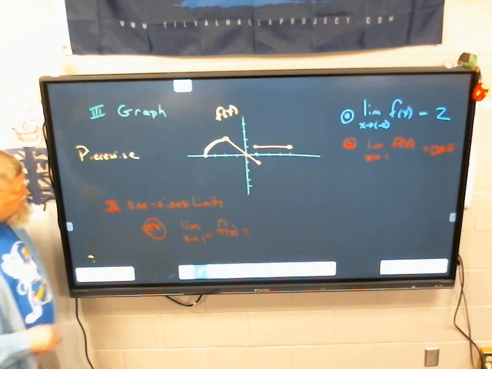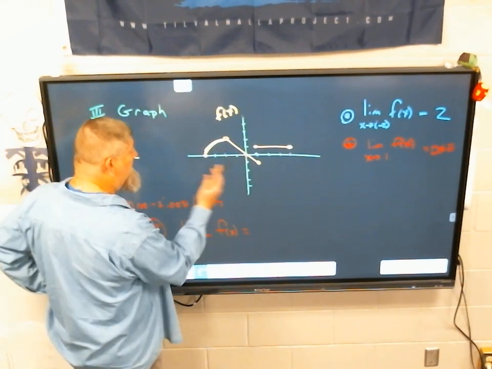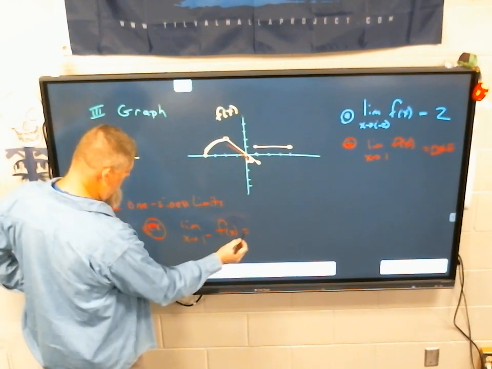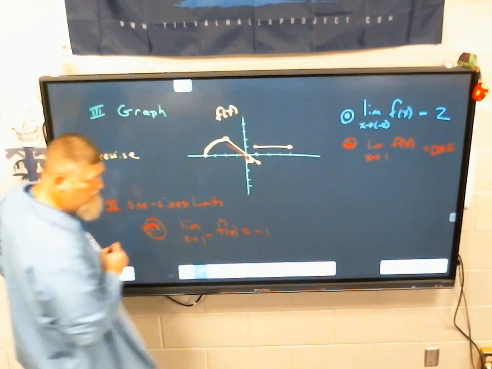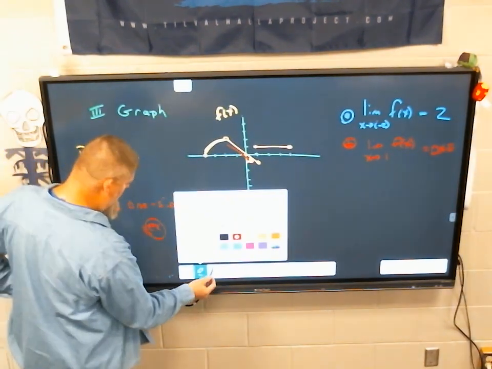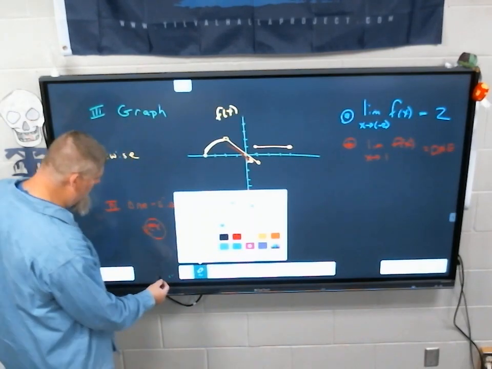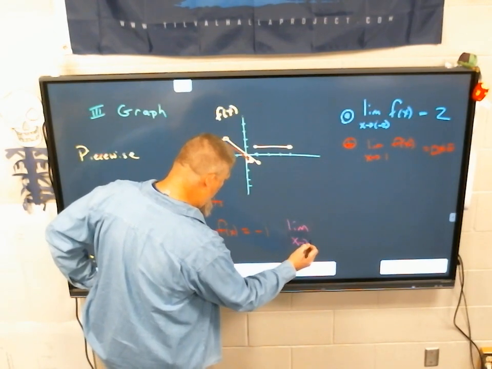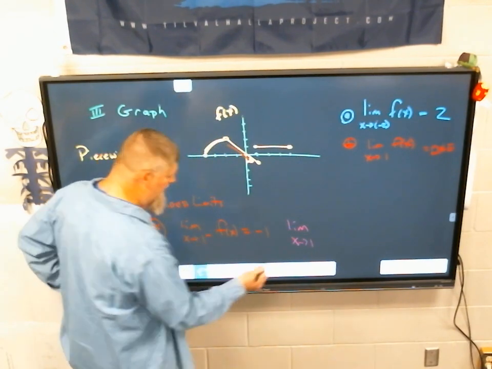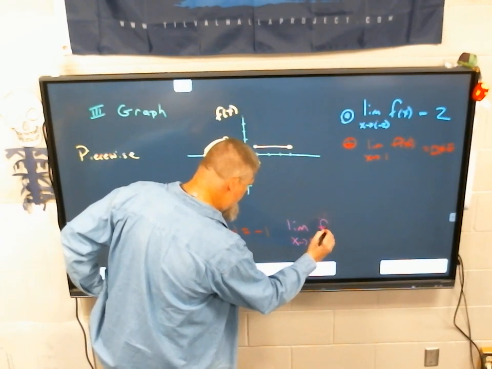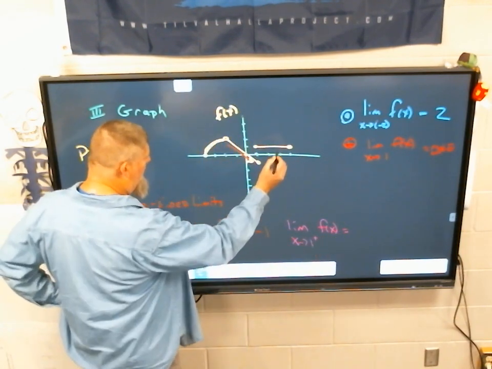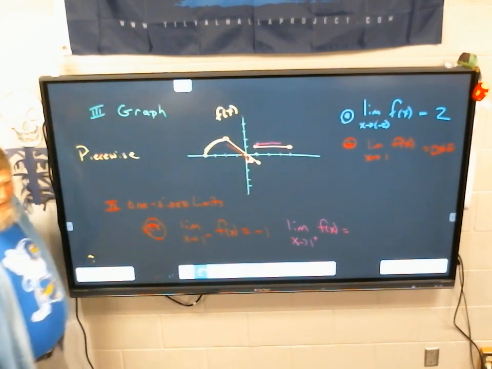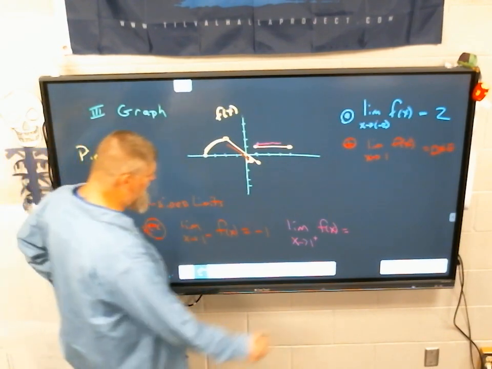So what that's looking at is, okay, it's coming from this direction. It's coming from the negative side of the function. What value is it approaching? -1. Okay, let's change colors. And let's look at the limit as x approaches 1. But now I want to come from the other side, the positive side. So now I'm looking at this direction. What value am I approaching as I come back towards the value from the positive side? And that's going to be equal to 1.